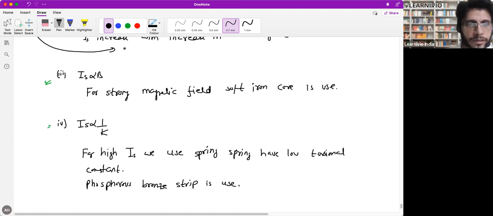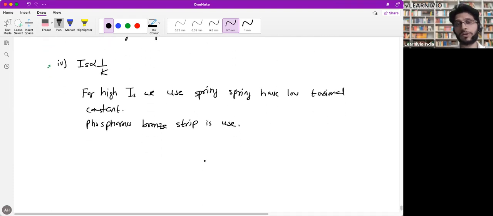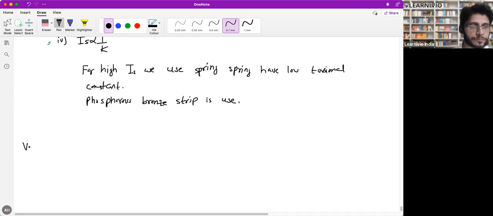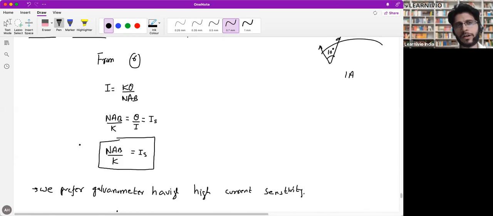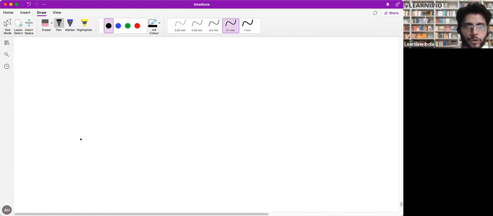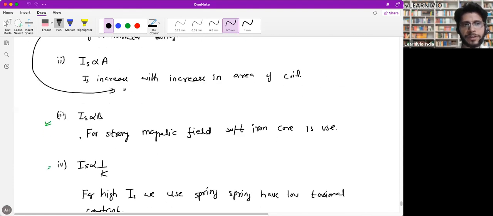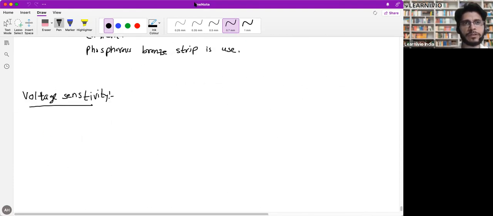Now, after current sensitivity, the next topic is voltage sensitivity. Now, you know current sensitivity. What is current sensitivity? Deflection per unit current. Using the definition of current sensitivity, can you define voltage sensitivity?